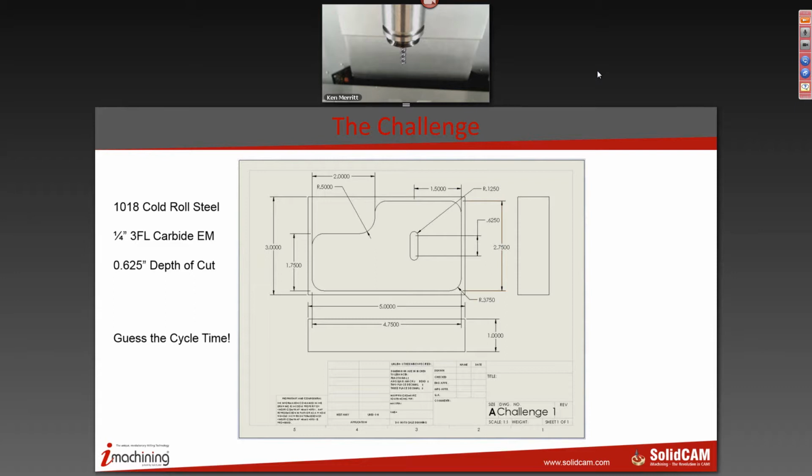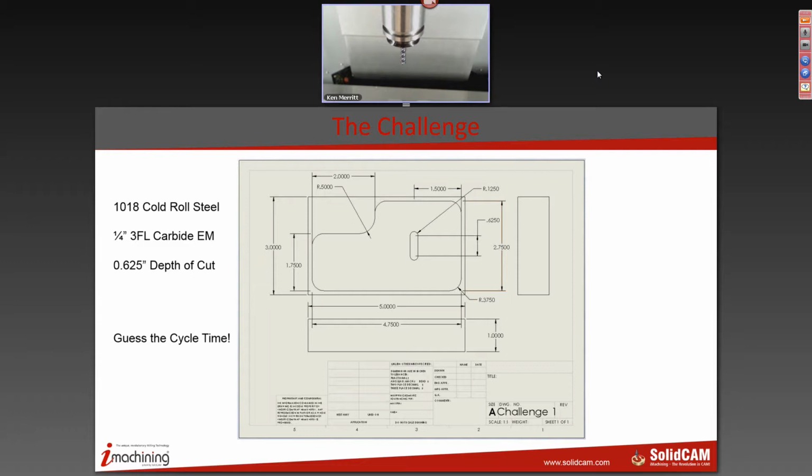So what we'd like to have you do, you can notice in the GoToWebinar pane, Josh is asking a question. He's asking about spindle speed, which is going to vary a little bit, but maybe you can address that, Ken. Well, we can't get into that right now. We need you to guess first as you're looking at this.